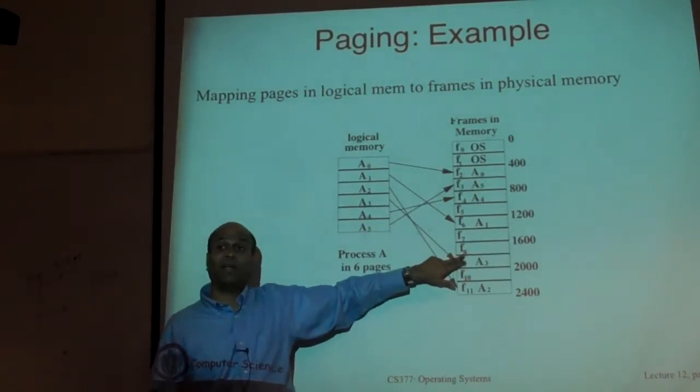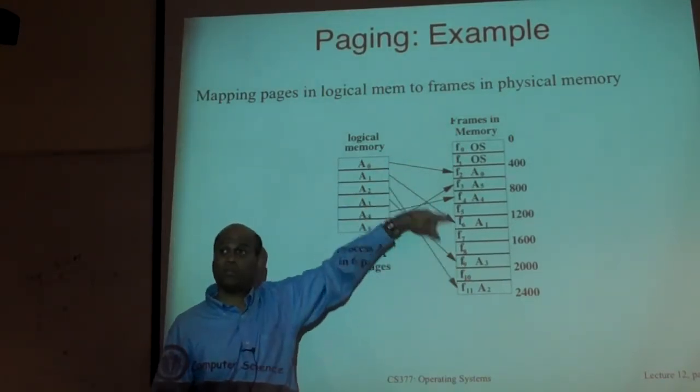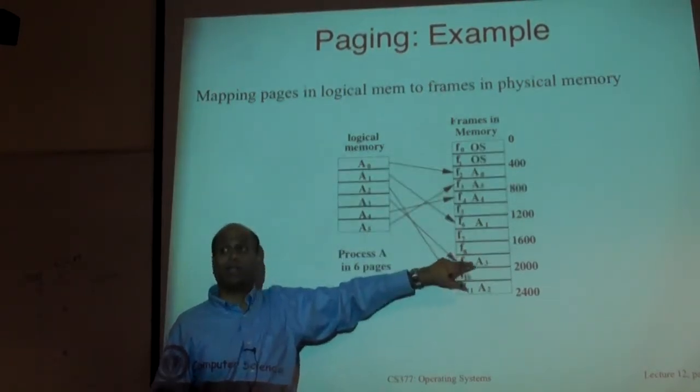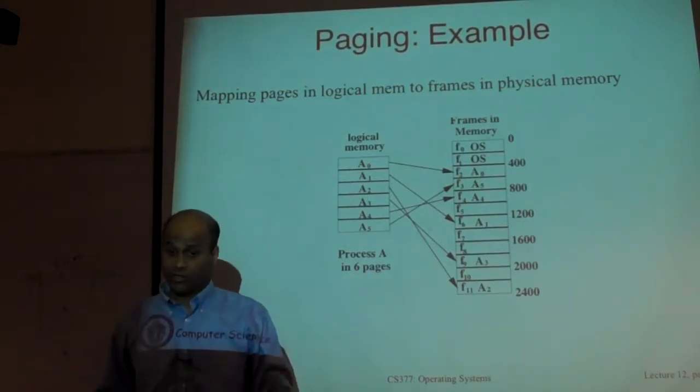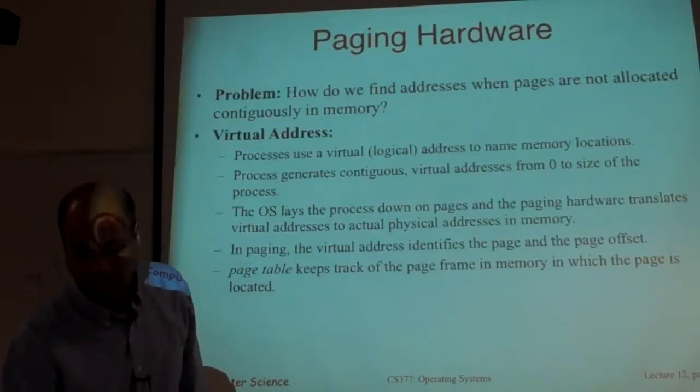Then you say, what's the address where that frame starts? That's a multiple of the page size. And then you add that offset back. That's how you're going to do the translation, and we'll look at an example that illustrates this.